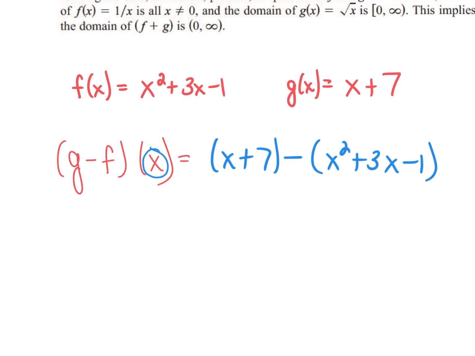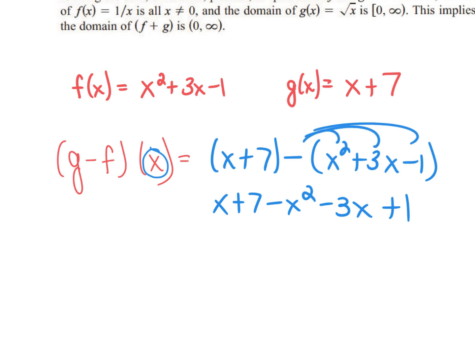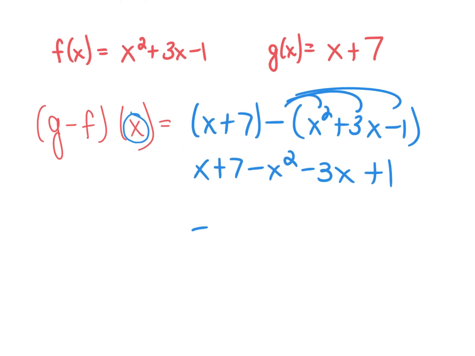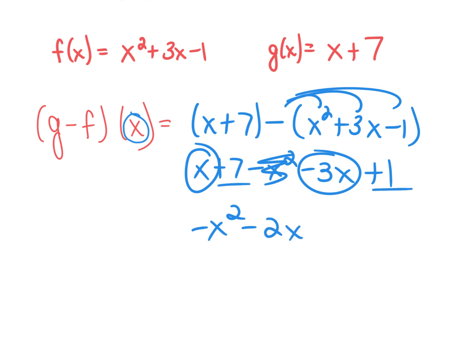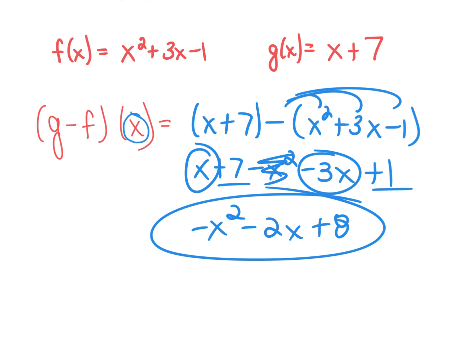All right, so we distribute first, right? X plus 7, and then I have minus x squared minus 3x plus 1, correct? You guys with me? We distribute that negative? Yes? Okay. So if we combine like terms, we have negative x squared. What's a positive x minus 3x? Minus 2x, great. And then 7 plus 1. There you go. That would be your answer.